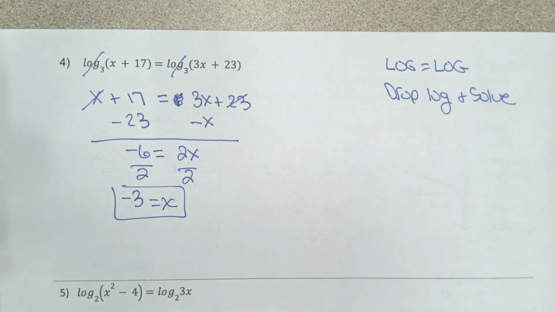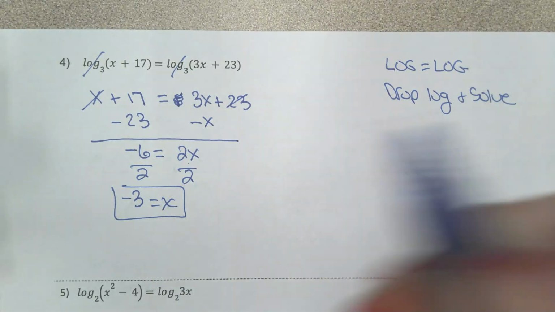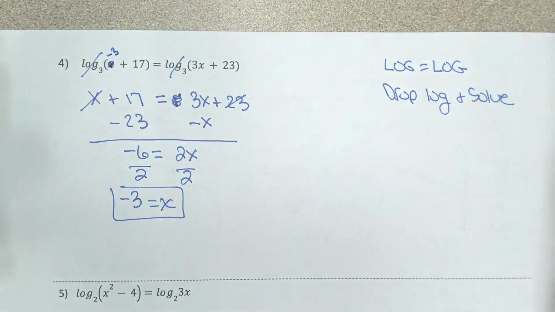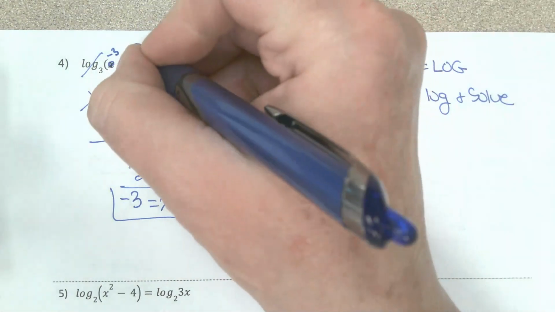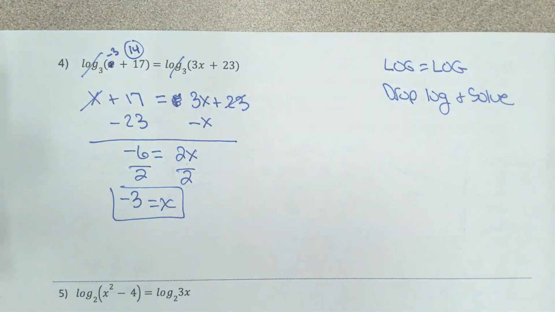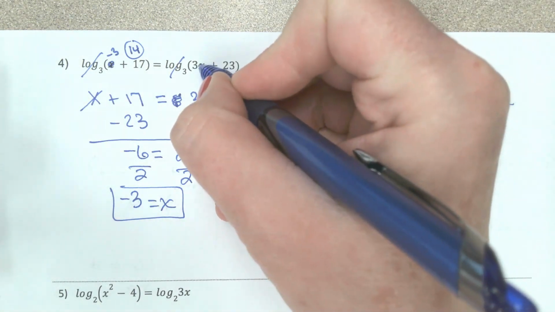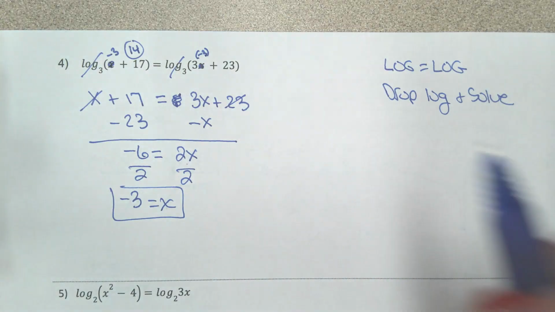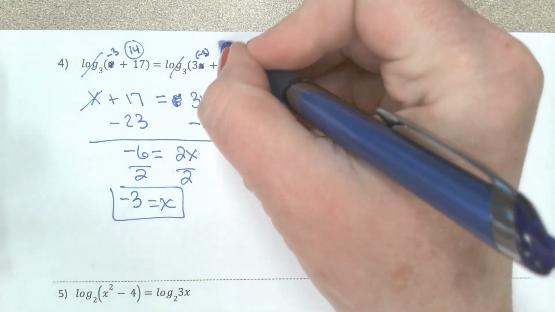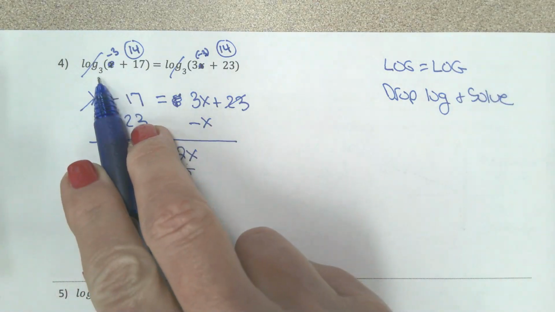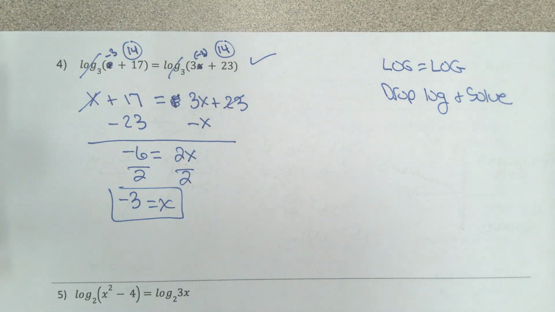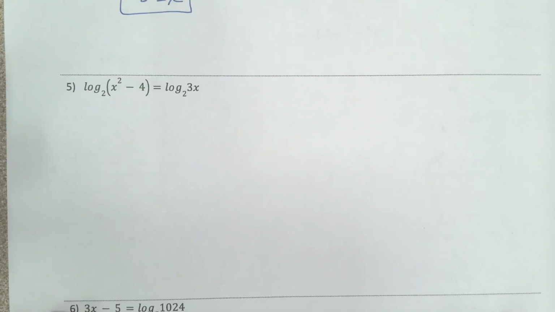All right, so you should be able to check these to a certain extent. So x equals negative 3. If I have a negative 3 there, negative 3 plus 17 equals 14. Here, if you have a negative 3 there, 3 times negative 3 is negative 9, plus 23 gives you 14. So log base 3 of 14 equals log base 3 of 14. Looks good.